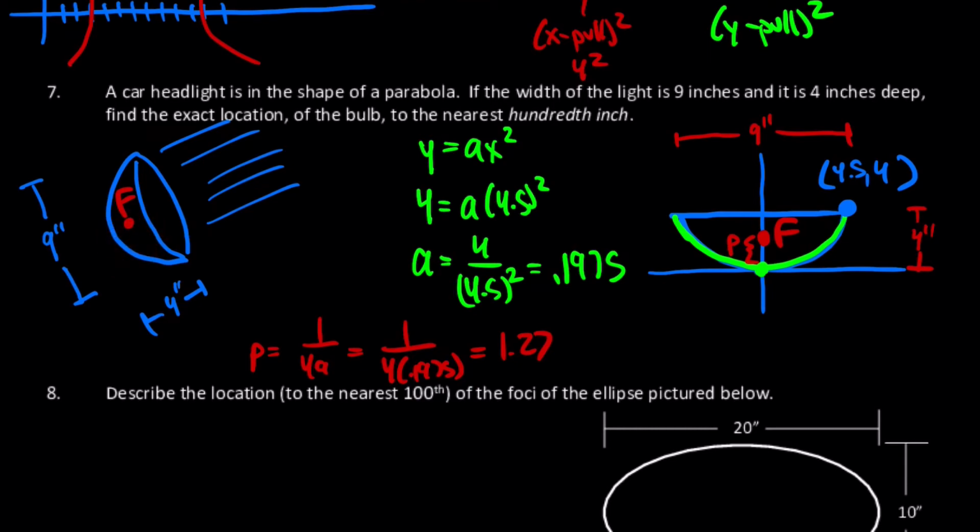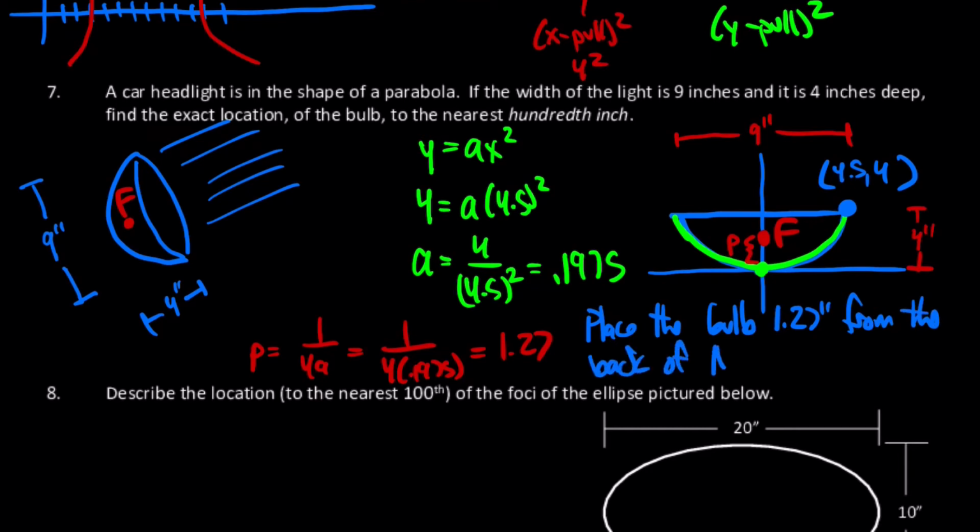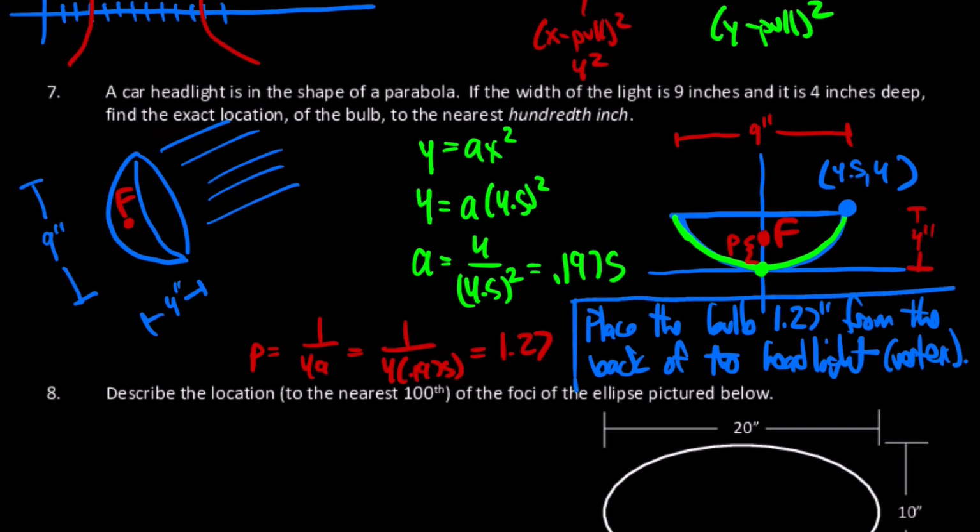Well, we just need to describe where to put it. I would say something like place the bulb 1.27 inches from the back of the headlight. And then maybe in parentheses you say vertex, because that's what it is. It's the vertex of that parabola.